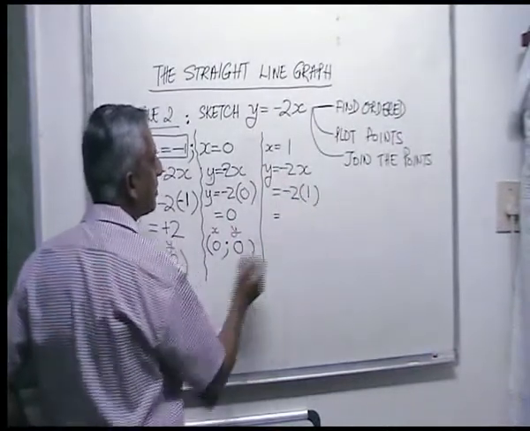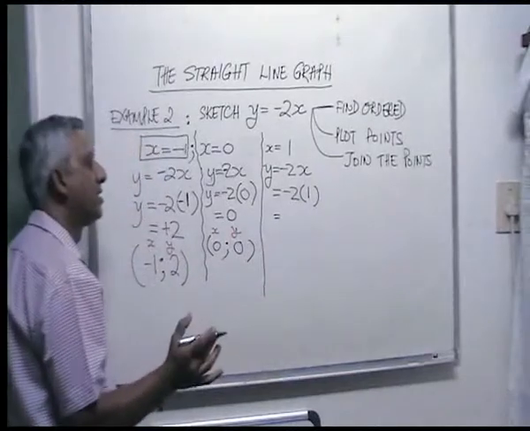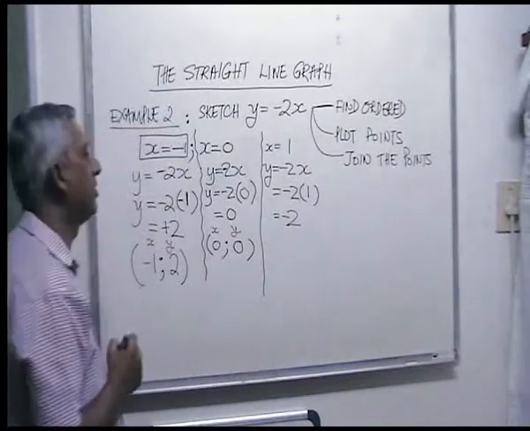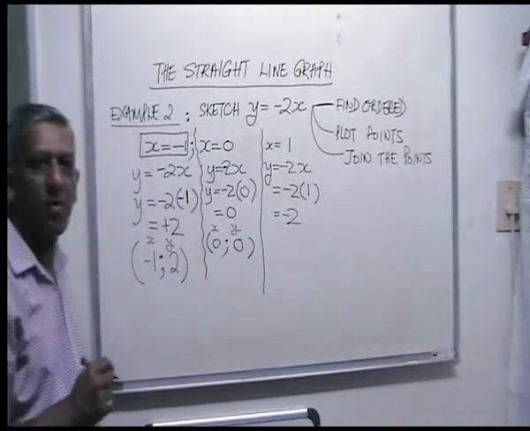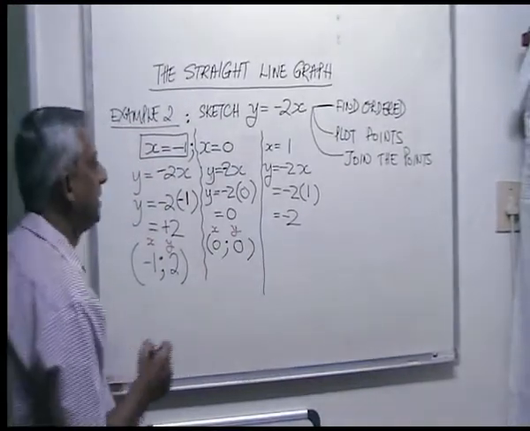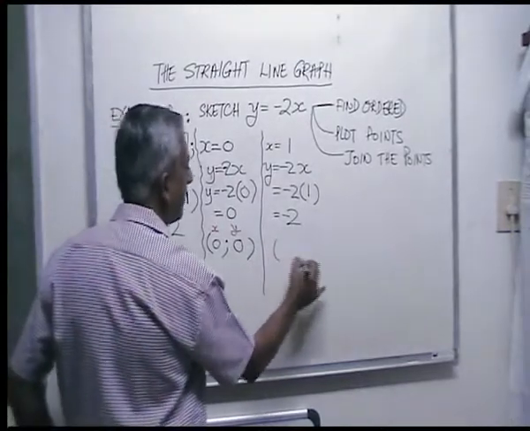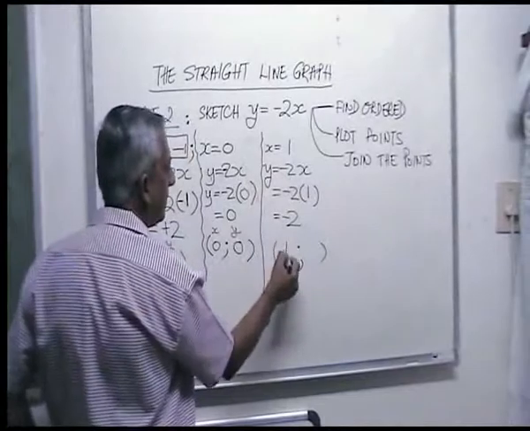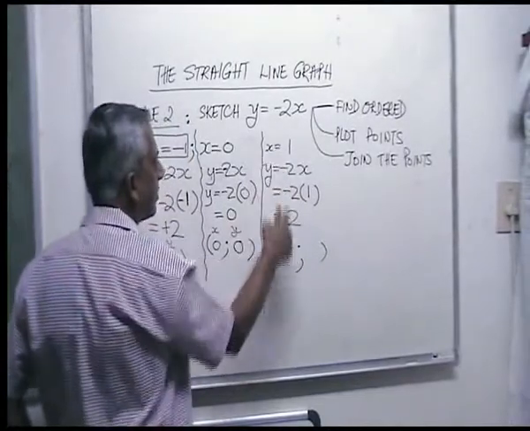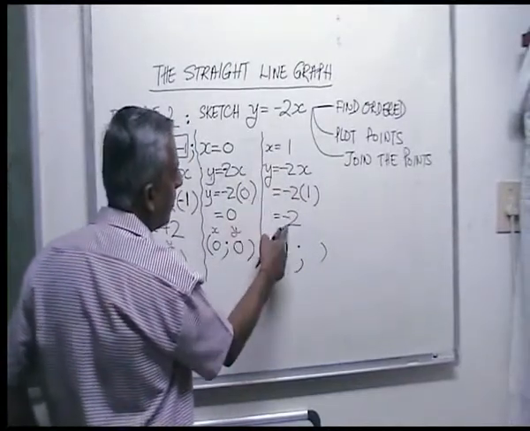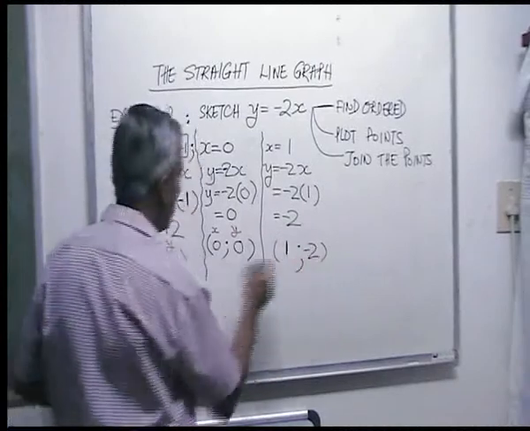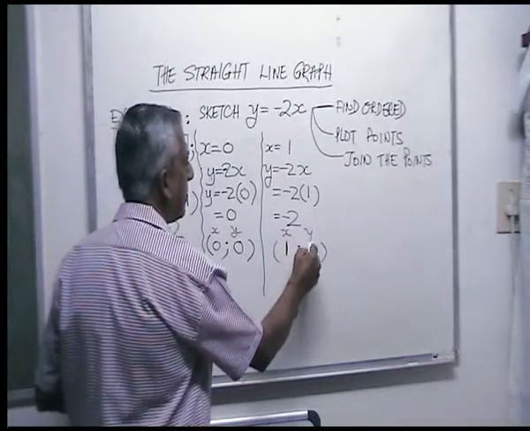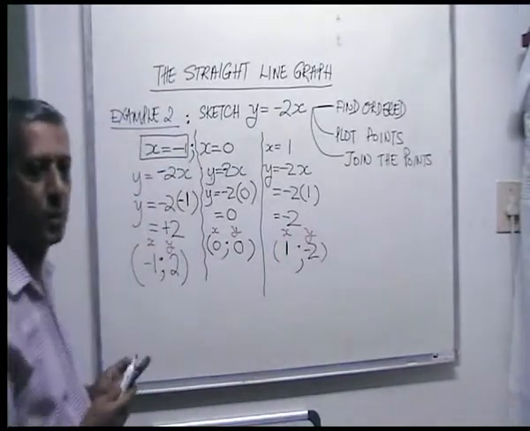Now minus 2 times 1. If you know your integer rules, good, it is minus 2. If you don't know your integer rules, you will go back and use a calculator. And so your ordered pair here is x is 1, and you got the answer for y, y is minus 2. So your ordered pair is x is 1, y is minus 2.